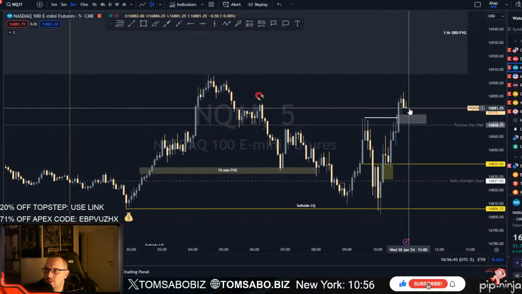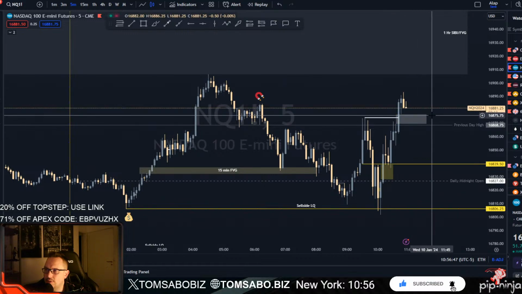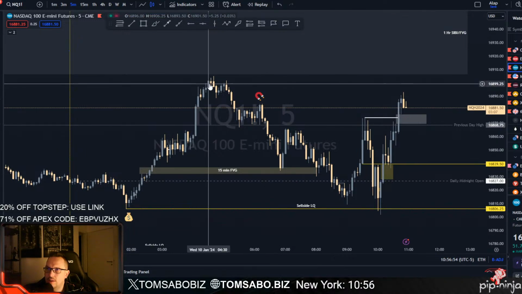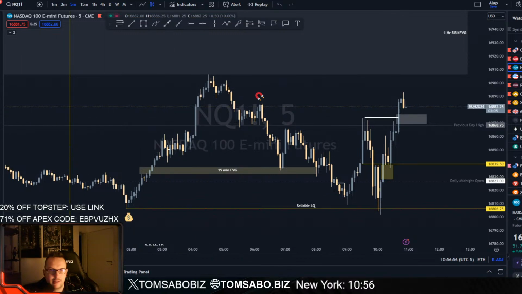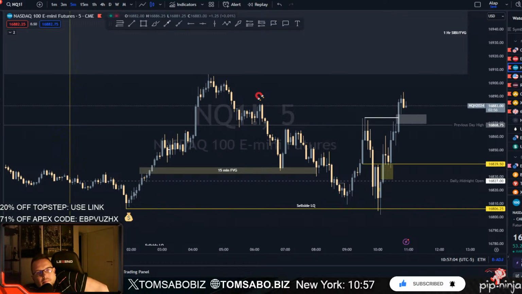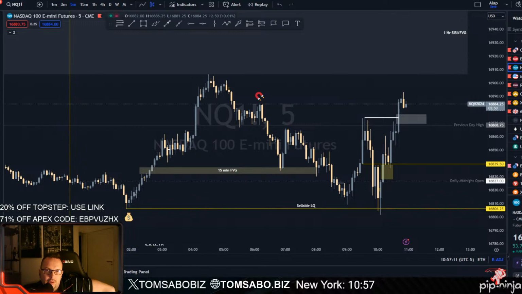So I would like to see this one dip down into the fair value gap and do the final push into liquidity above 906. What do you guys think about that? My order is actually there, so I put my limit order there.